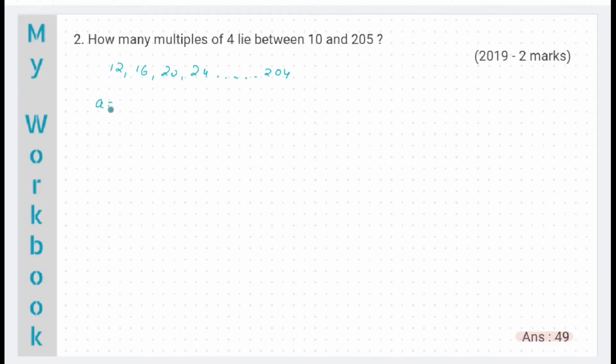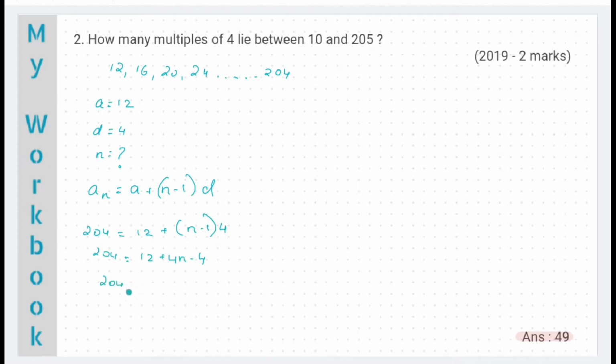The first term A is 12. The common difference is 4. It's multiples of 4. N we need to find. Again, the last term is 204. The nth term is given as A plus n minus 1 into D. So 204 will be A, which is 12, plus n minus 1 into D, which is 4. So n is 49. There are 49 multiples of 4 between 10 and 205.